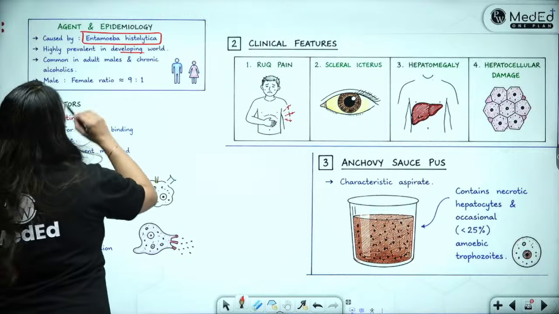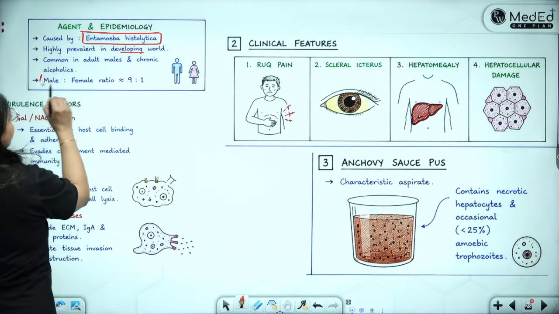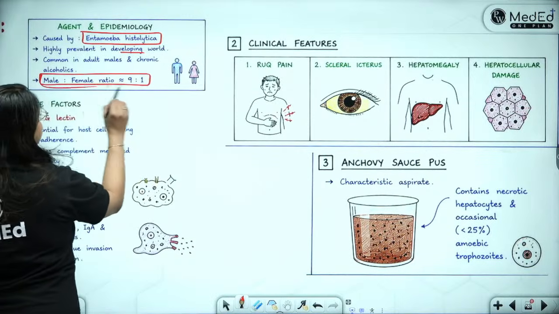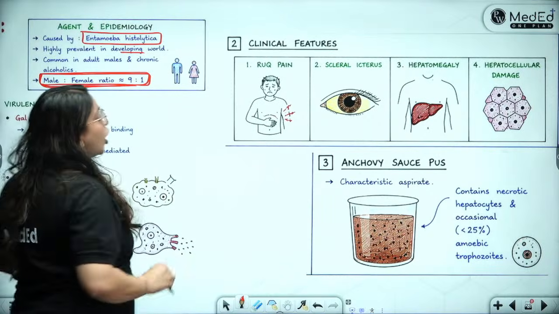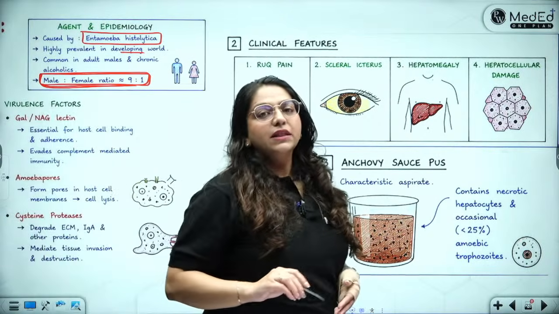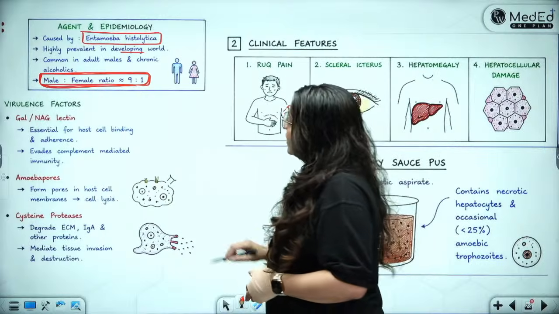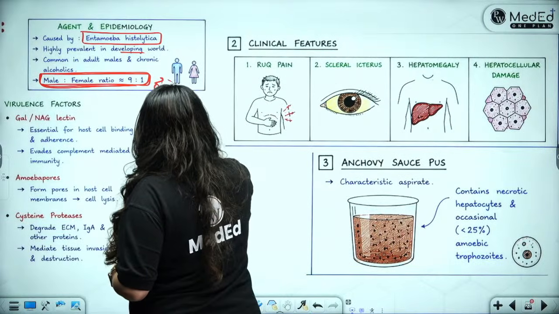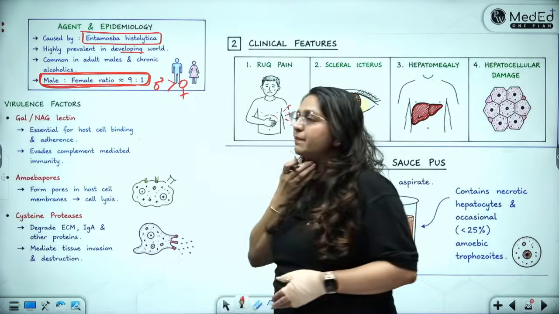It is highly prevalent in the developing world. It's a poor country disease, and the male to female ratio, nicely seen, is 9:1. So it has a lot more male predilection. The males are affected a lot more as compared to females.